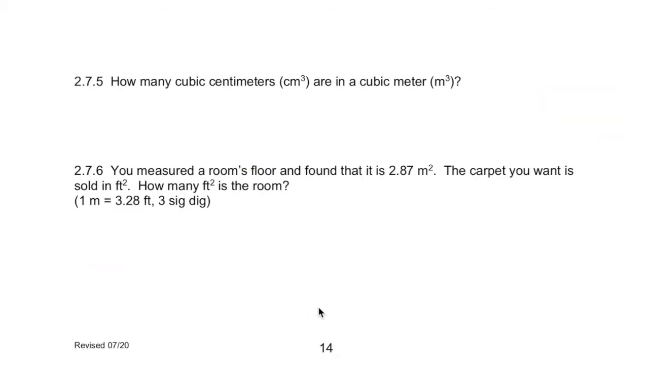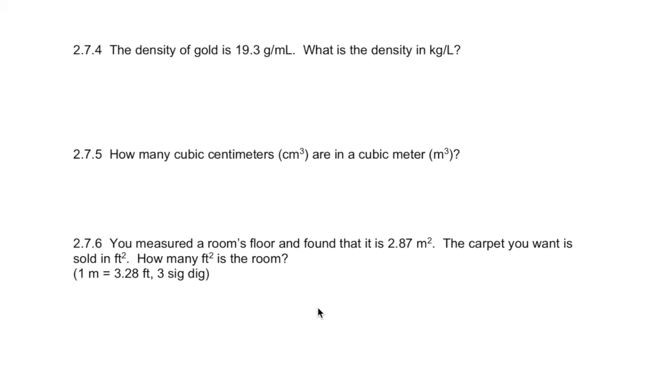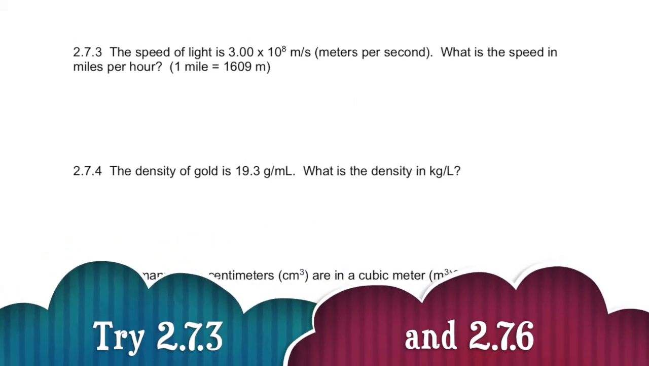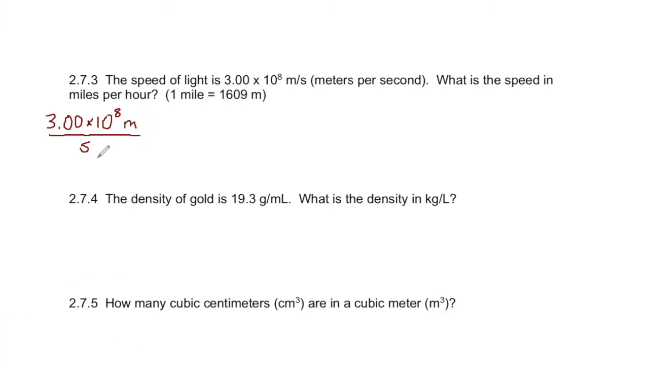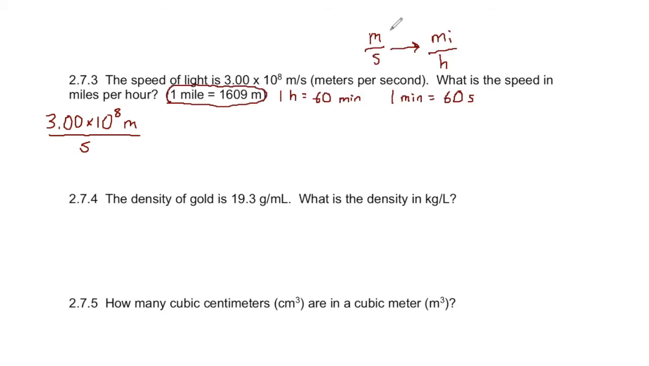Let's do a couple of problems from page 14 of the packet for extra practice. This one is interesting because it has 2 different units, one in the numerator and one in the denominator, and also it has scientific notation. So we are trying to convert this speed, which is in meters per second, to miles per hour. So this is the quantity that we are trying to convert.